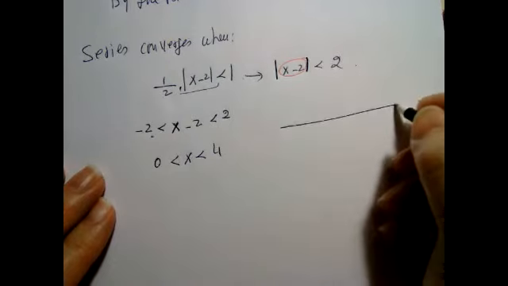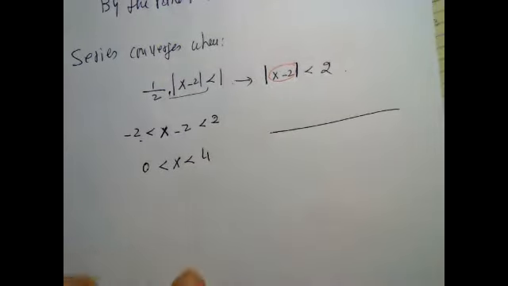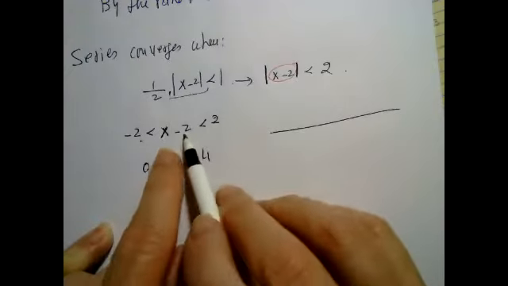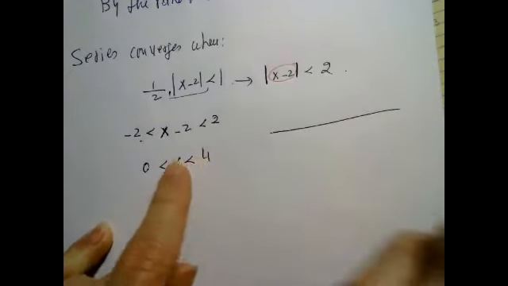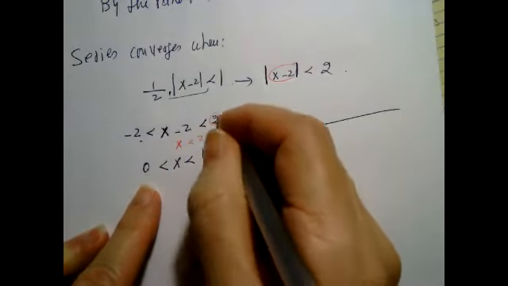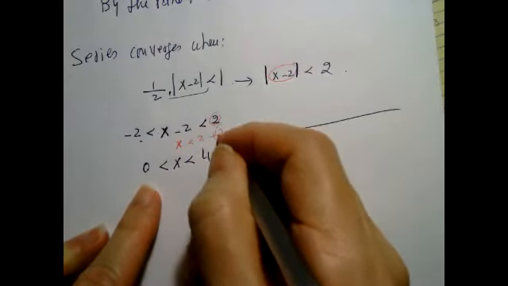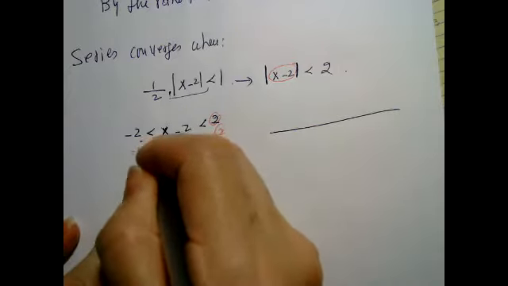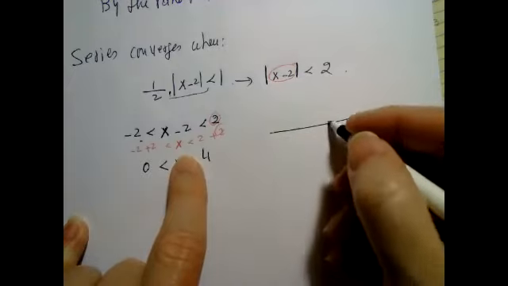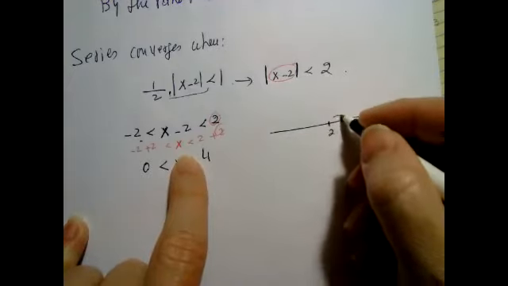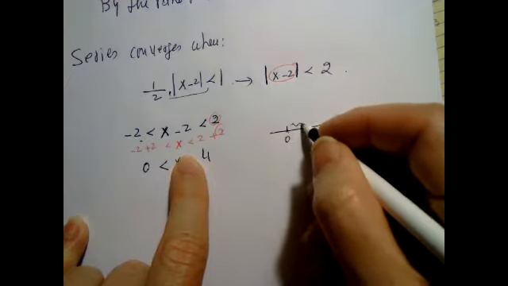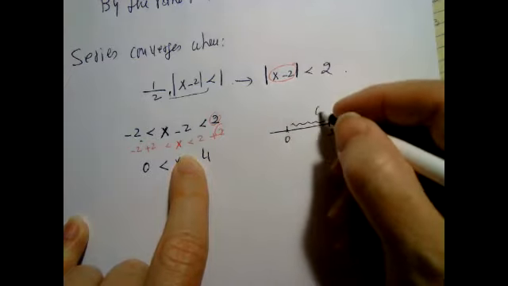On the number line, x minus 2 is less than 2. It means basically, as I said yesterday, here it means x is between 2 minus 2 and 2 plus 2. So the way I'm graphing it is x between 0 and 4 here. So that's 2, 4, and 2 take away 2. So this is the convergence.